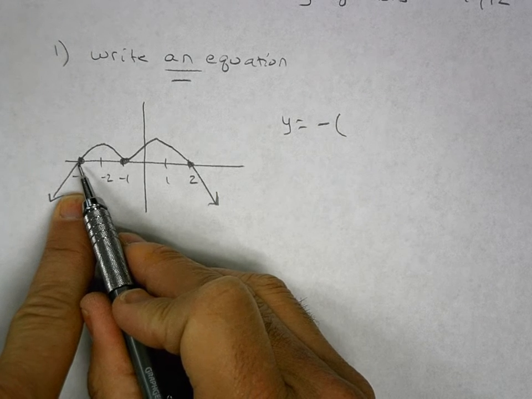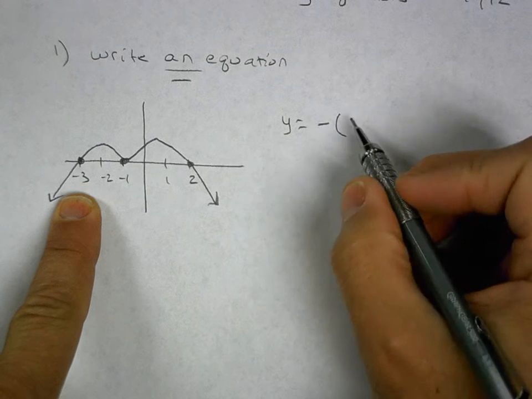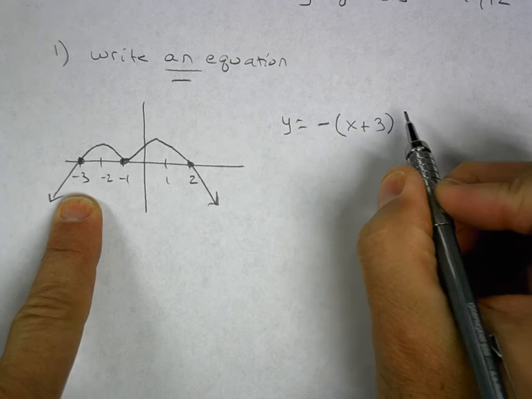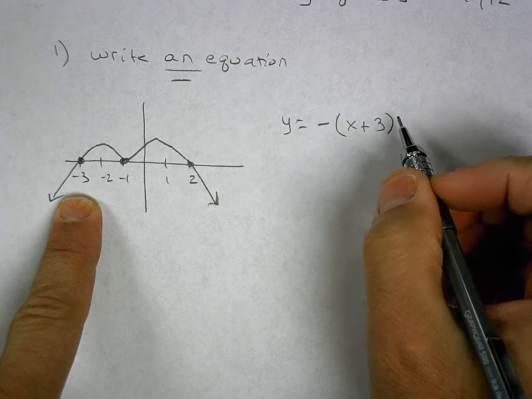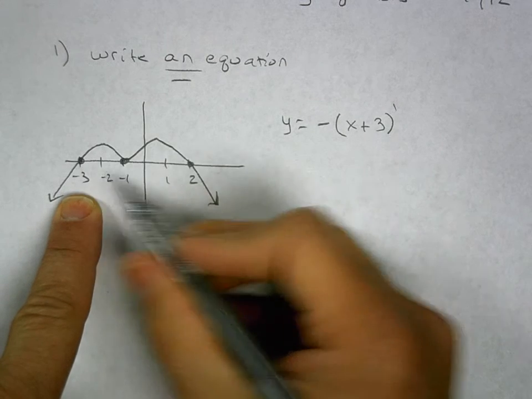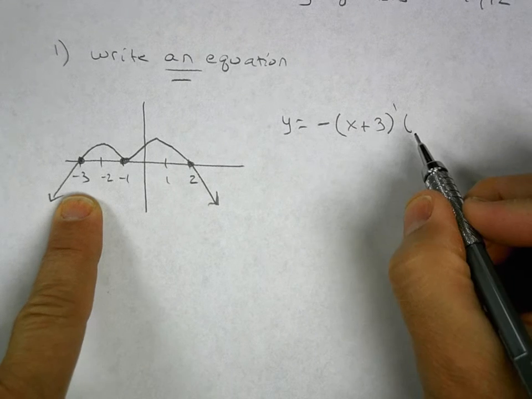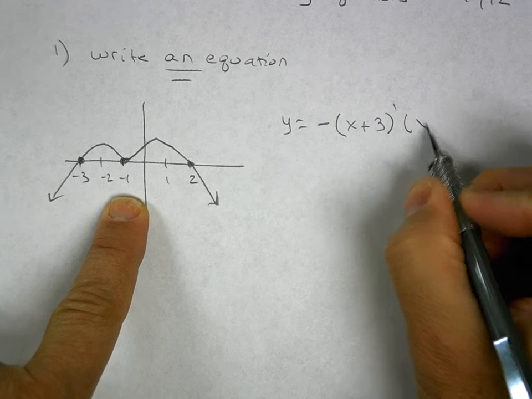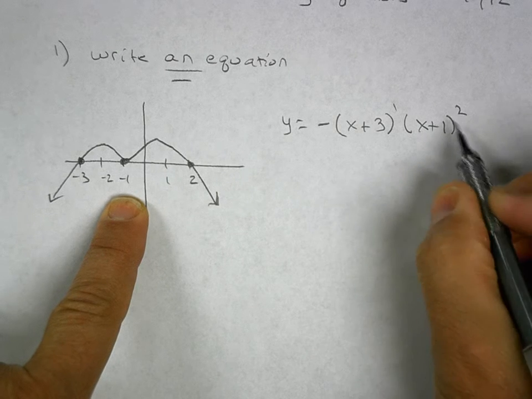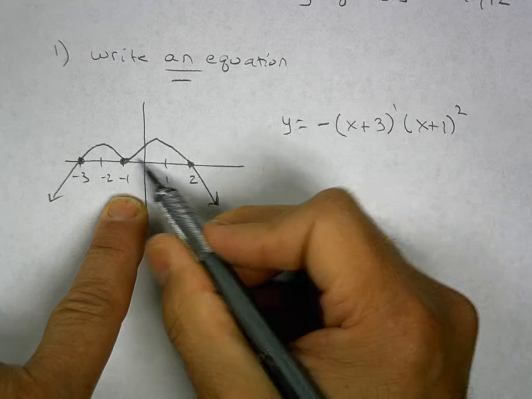So let's start with this one. If there's an x-intercept at -3, what's one of our factors? There you go, x plus 3. And what power should we have this to? To the 1st. Why? Because it crosses. Let's use that for the odd. And then times x plus 1 squared. Why squared? Because it bounces off.